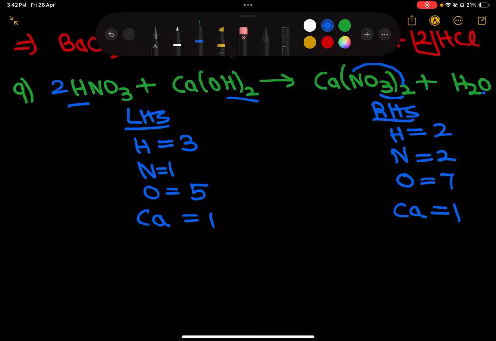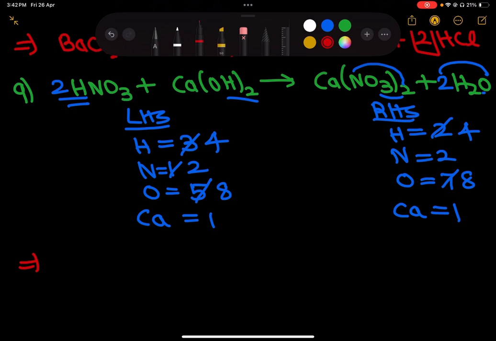So you have to put a 2 here, so we'll get 2, and also it will change the hydrogen, so it will be 2H and here 2, so it will be 4, and 2 into 3 is 6 and 6 plus 2 is 8, so it will be 8. Okay, now here we have to balance hydrogen and oxygen. To balance hydrogen first, we have to put a 2 here, so it will become 4, and 2 oxygens plus 6, so that is 8. So 4, 2, 8, 1, balanced.